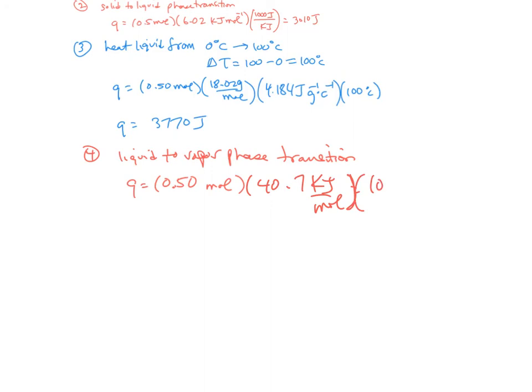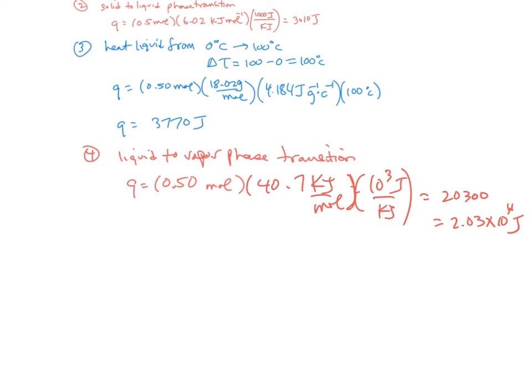So this turns out to be, and also that's kilojoules. So let's go to joules, 10 to the third joules per kilojoule. So for this one, this is number 4. This is 20,300, which is 2.03 times 10 to the 4th joules.